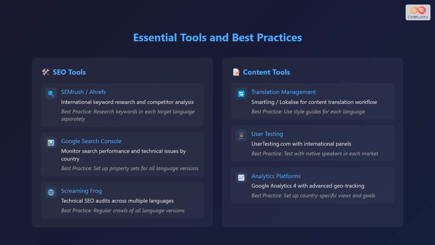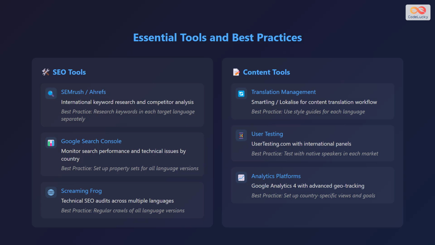Screaming Frog enables technical SEO audits across multiple languages. Regular crawls of all language versions help identify and resolve issues promptly. Translation management. Tools like Smartling and Localize are useful for streamlining content translation workflows. Using style guides for each language ensures consistency and quality. User testing. Platforms like usertesting.com with international panels help gather insights from native speakers in each market. This ensures that your content resonates with the target audience.